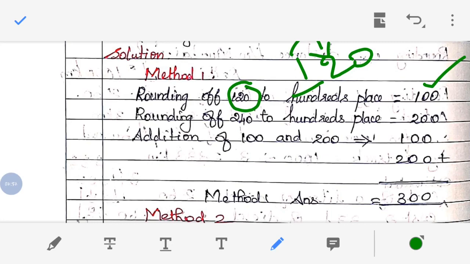Then rounding off 240 to the hundreds place will be 200. Now what we have to do is add the results we got from the rounding off. That is 100 plus 200. 100 plus 200, the result will be 300, right? So this is the answer for method 1.